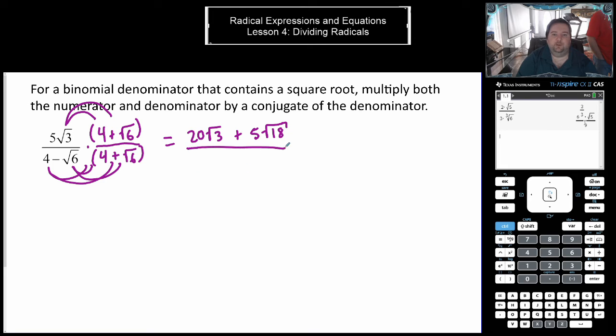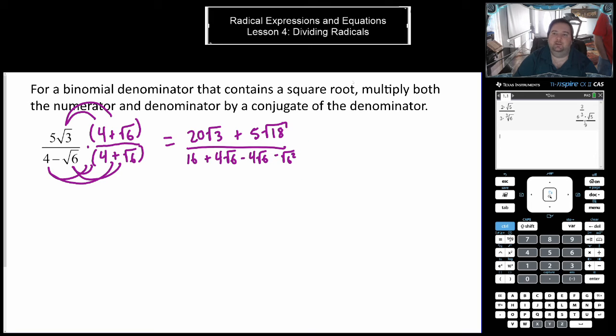Okay? Let's look at the bottom. What's 4 times 4? 16. What's 4 times root 6? 4 root 6. What is negative root 6 times 4? Minus 4 root 6. And what is negative root 6 times root 6? Well, that would be negative root 6 squared.